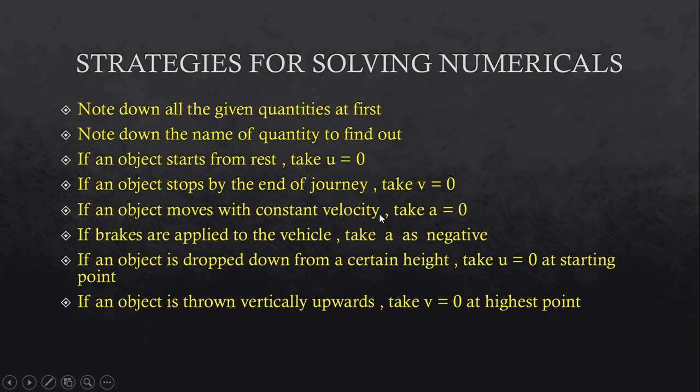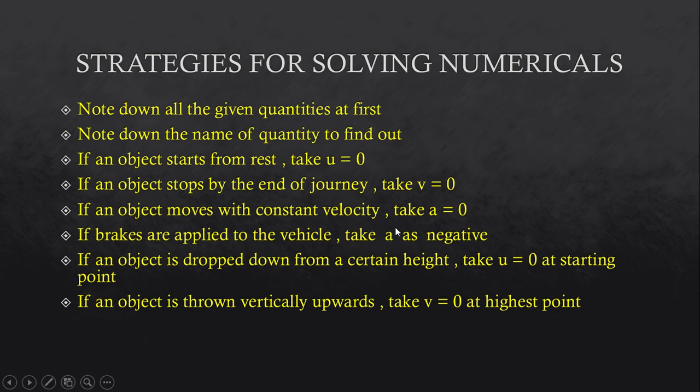If you remember, we have drawn the graph for constant velocity. Constant velocity means the velocity is not changing, speed is not changing, it means there is no acceleration. In that case, acceleration will be taken as 0. Okay. Now, next one is, if brakes are applied to the vehicle, take acceleration as negative. If brakes are applied, it means now the force is applied in the opposite direction. So, you have to take acceleration as negative.